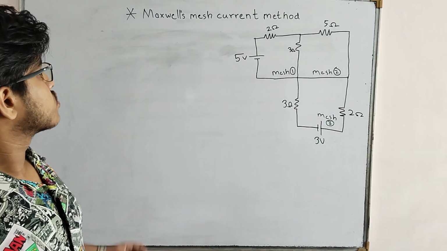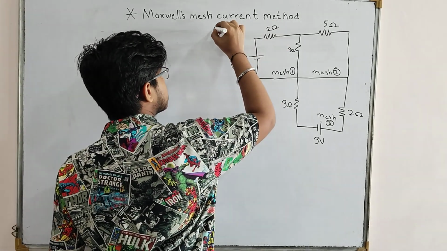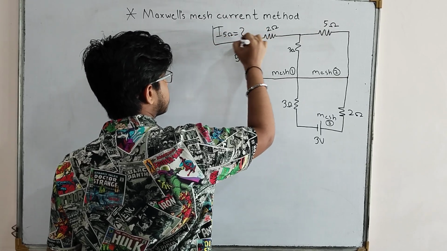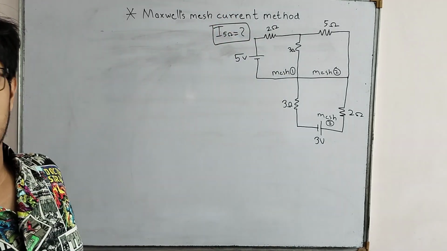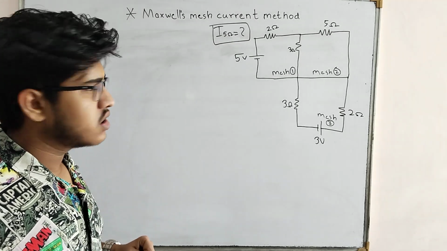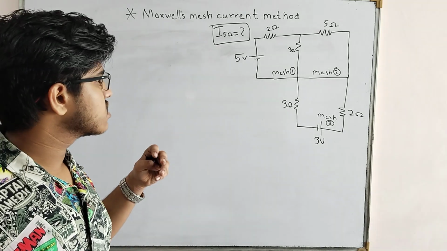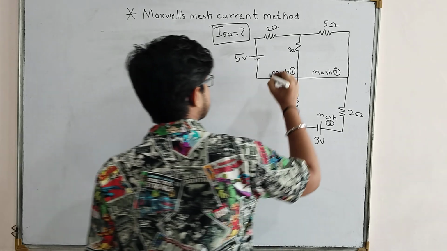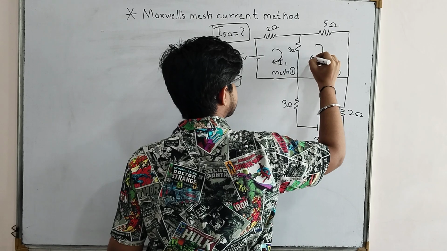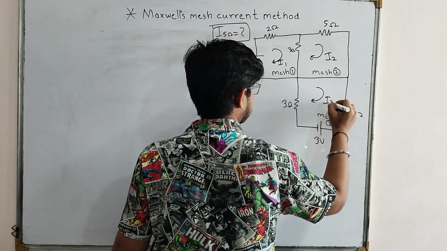Now, to solve this sum with Maxwell's mesh current method, our question is: how much is the current through the 5 ohm? Now, to solve this, we need to consider a current with a clockwise or anti-clockwise direction. There are 3 meshes, so we will take 3 unknown currents. I am considering a clockwise direction. This is my I1, this is my I2, and this is my I3.